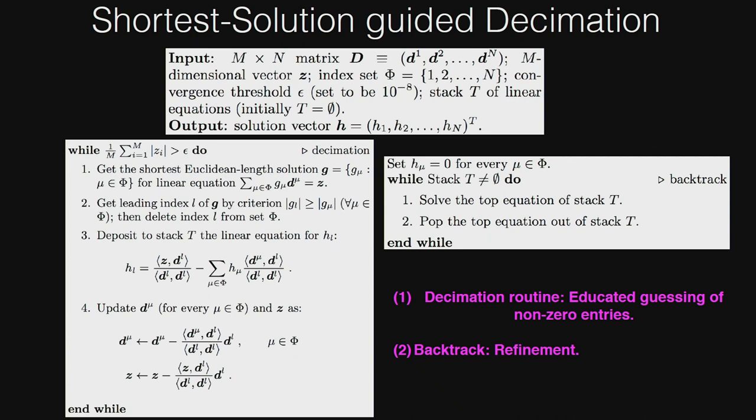So the algorithm goes as follows. Given this problem instance, we get this L2 minimization solution G, and we take the largest element, and we assume that the index of this largest element, H_L0, should also be non-zero. So we delete one column from this matrix D, and we simplify the problem, and then we repeat this process again.